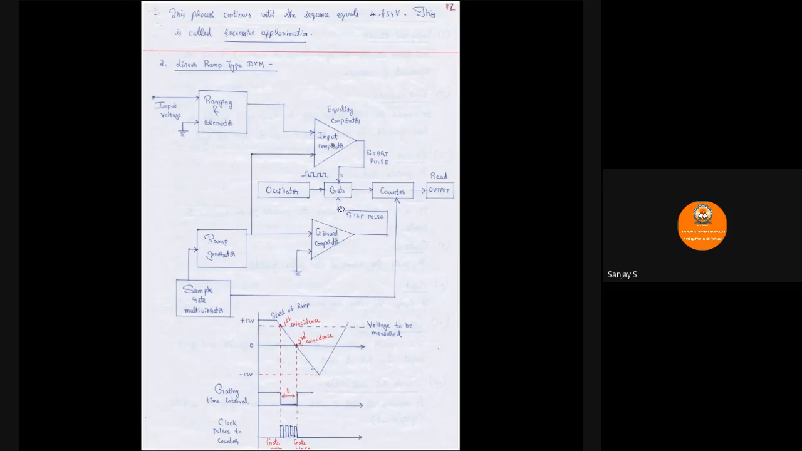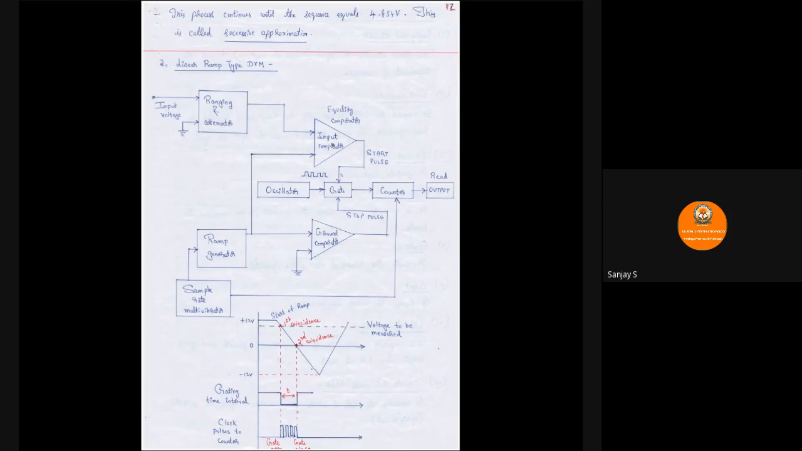So the stop pulse will be given to the gate. Once the stop pulse is given, the gate gets closed and the oscillator is no more connected to the counter. So in this time duration between the start pulse and the stop pulse, the counter would have counted the number of pulses. So the magnitude of the count will be the output, that is the voltage.